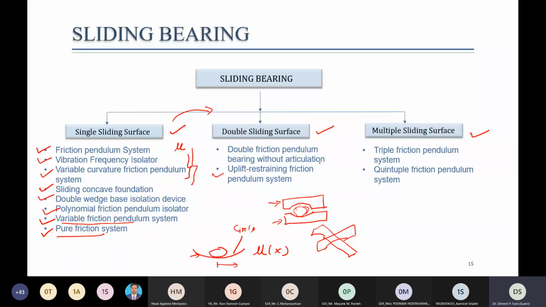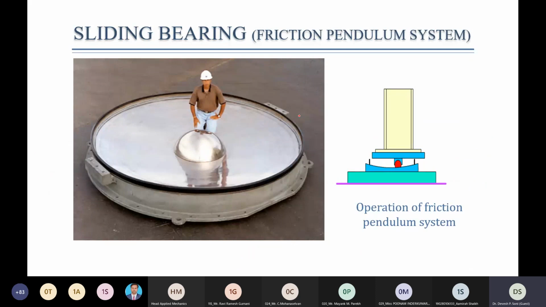And then the last one is multiple sliding surface, where we have triple friction pendulum system, quintuple friction pendulum system. This QTFP is the latest advancement in seismic base isolation sliding type technology. So we will have again, many of us have seen this figure. This figure is presented just to show the size of friction pendulum bearing. So a man is standing at the center. So with respect to the height of a man, we can visualize the size of the bearing as well as the size of the articulated slider. And then on the right hand side, the operation of friction pendulum bearing is shown.